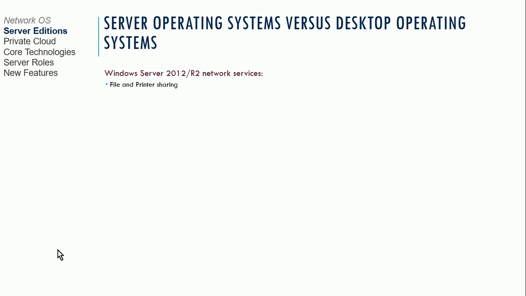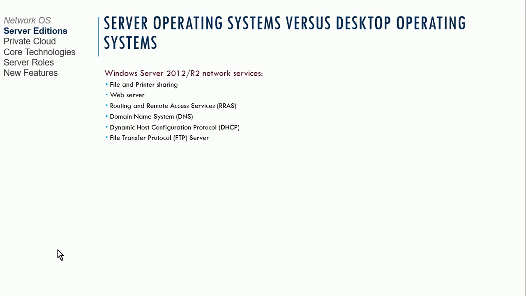Some of the services that you'll find as part of the Windows 2012 package are file and printer sharing, a web server, remote routing and remote access or RAS services, DNS or domain name system, dynamic host configuration protocol or DHCP, the file transfer protocol, Active Directory, distributed file system, Hyper-V, and a fax server, although that's not really used much anymore.